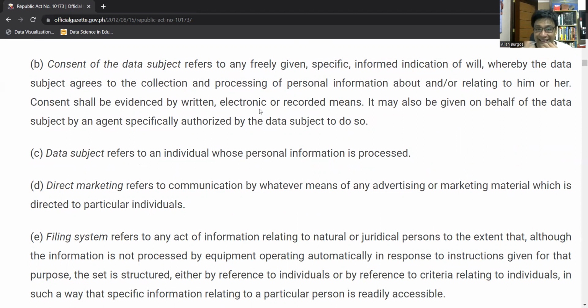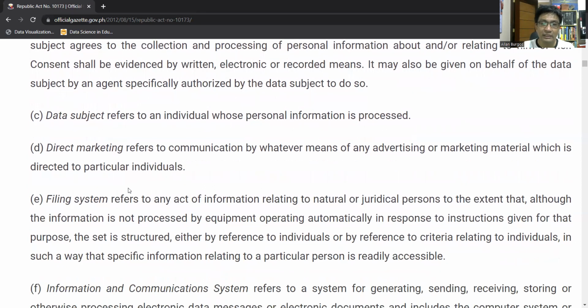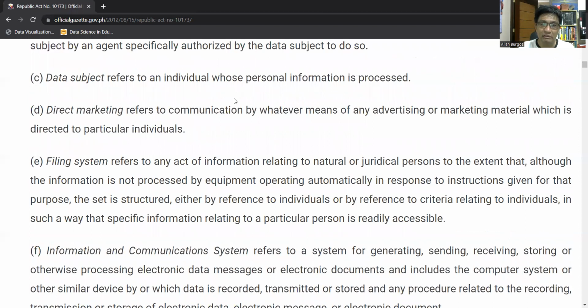So I have consent. Consent refers to any freely given, specific, informed indication of will whereby the data subject agrees to the collection and processing of personal information about and/or relating to him or her. Consent shall be evidenced by written, electronic, or recorded means. It may also be given on behalf of the data subject by an agent specifically authorized by the data subject to do so. Letter C, data subject refers to an individual whose personal information is processed.